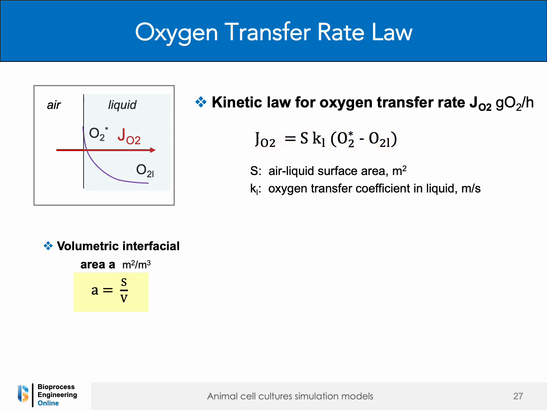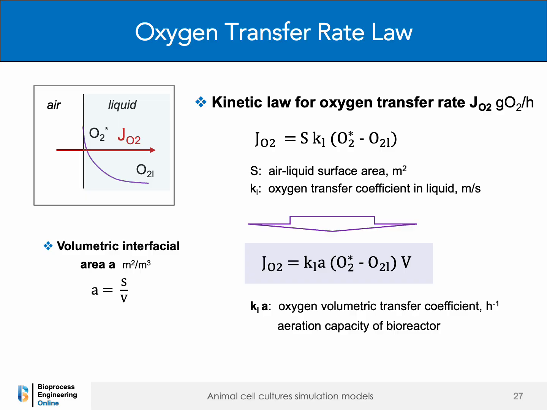One generally introduces the volumetric interfacial surface area A in square meters per cubic meter between the air and the solution, defined as the transfer surface area S divided by the medium volume V. The rate of oxygen transfer, JO2, is then expressed as JO2 equals KLA (O2 star minus O2L) V. The product KLA in hour minus 1 is the volumetric oxygen transfer coefficient between the air and the liquid solution. It characterizes the oxygen transfer capacity of the aeration system.